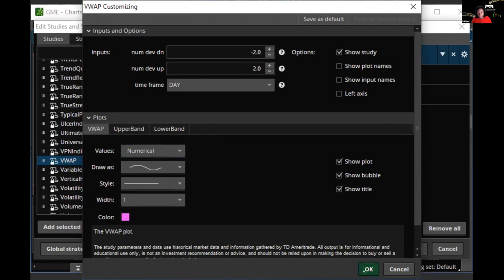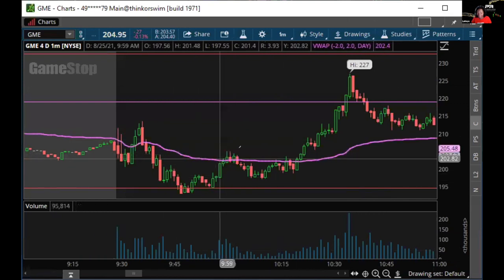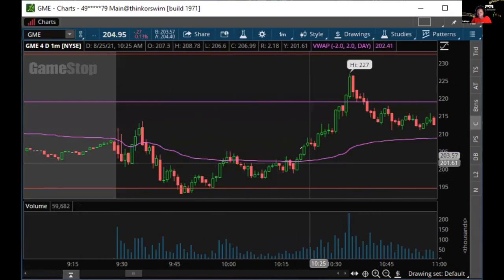Okay, I'm gonna apply it, and here we go. As we see right here, this is the VWAP and this is the VWAP break. Two ways of looking at the same trade in order to get the same result.